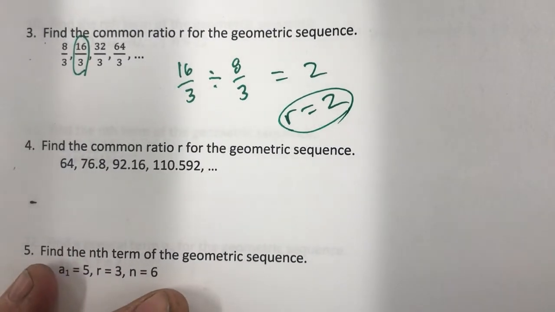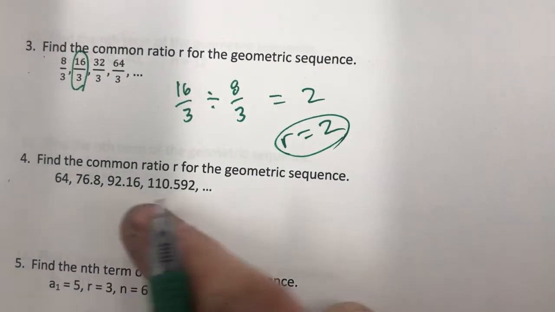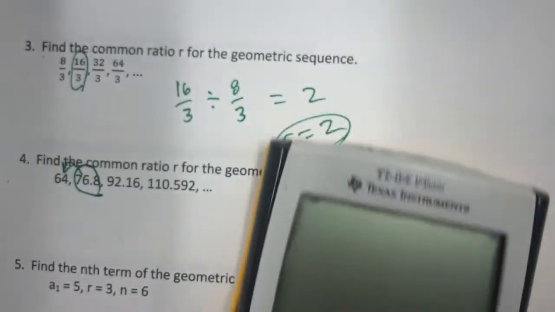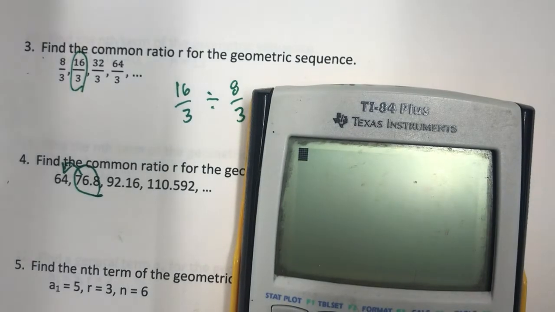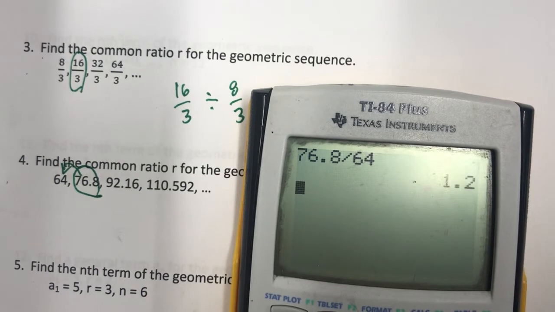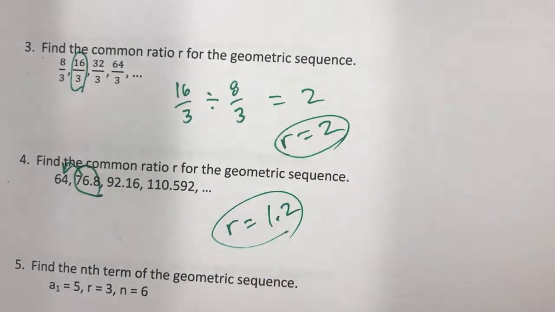Okay. Some of these may be hard to figure out unless you do the division. So, like on this one here, just take this second one here, and we'll divide by the first one. All right, so 76.8 divided by 64, and it looks like 1.2. So your common ratio is 1.2.